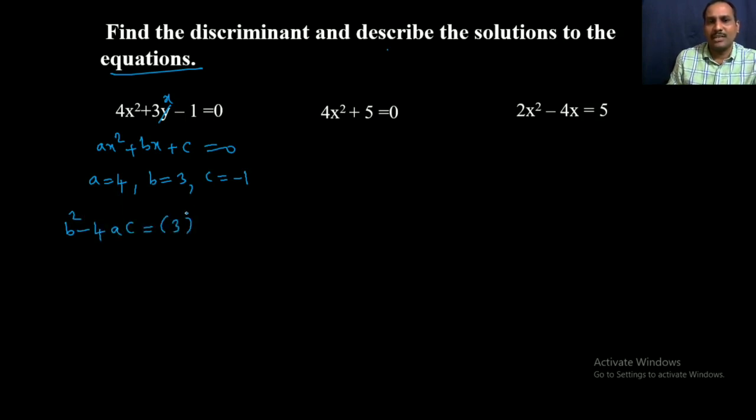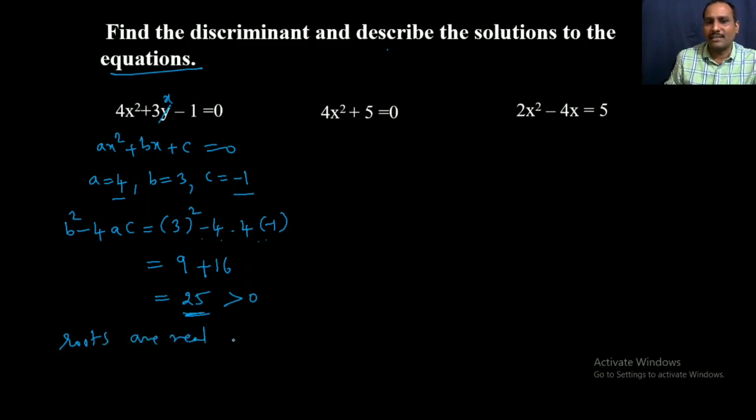So that is 3 square minus 4 into 4 into minus 1. So 9 minus into minus plus, 4 4s are 16. 16 plus 9 gives you 25, which is clearly positive, that is greater than 0. Therefore, the roots are real and distinct. Means you will have two different roots.